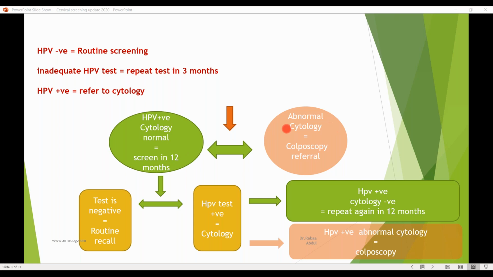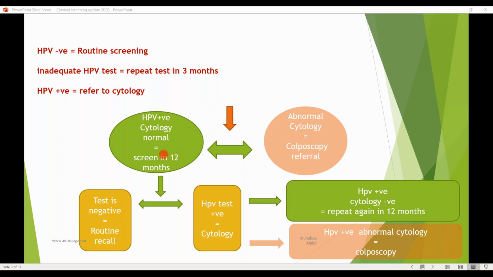So, abnormal cytology with HPV positive, you should refer her to the colposcopy. So, it will depend. HPV positive here, you have either 2 options. Hair cytology is normal, so screen in 12 months. Hair cytology is abnormal, so colposcopy referral.